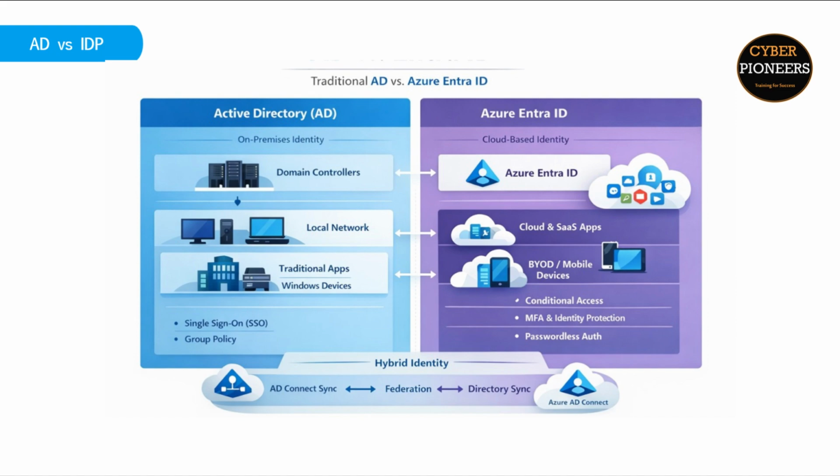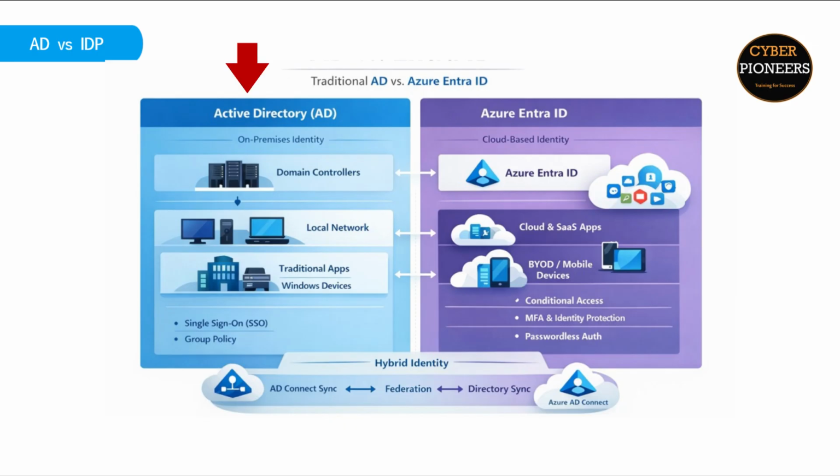Now let's look at the big picture on screen. This diagram breaks down the fundamental architectural shift between traditional Active Directory on the left and Microsoft Entra ID on the right, plus how organizations connect them together at the bottom through hybrid identity. Let's start with the traditional world.